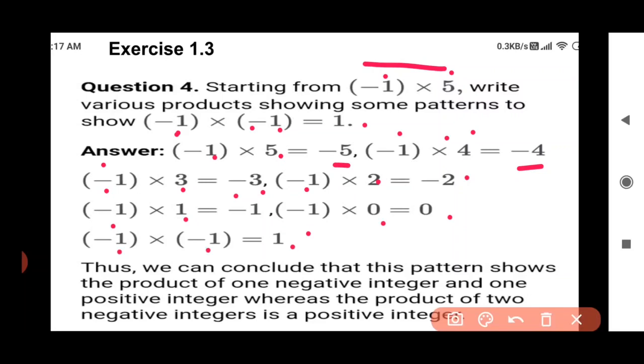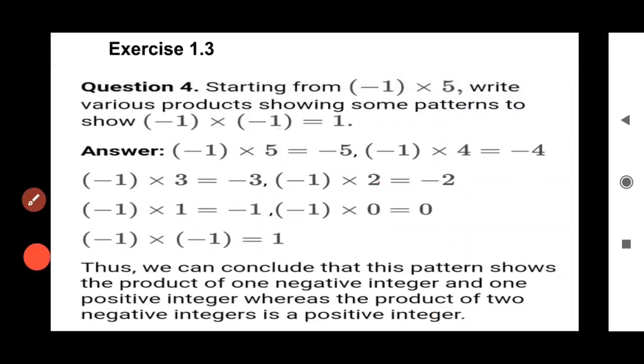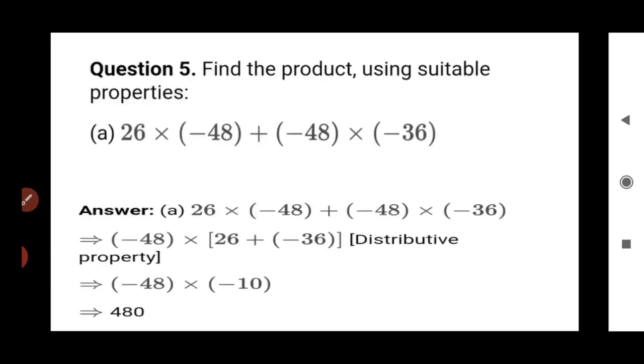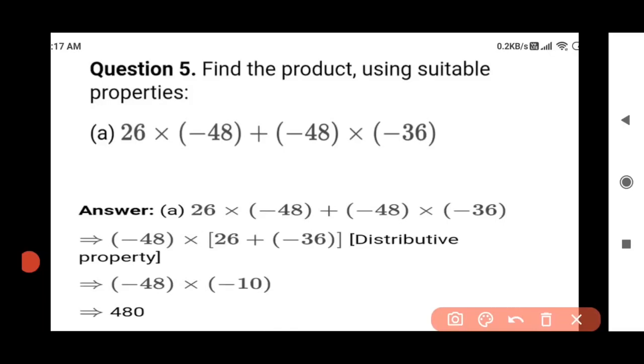Thus, we conclude that the pattern shows the product of one negative integer and one positive integer is negative, whereas the product of two negative integers is a positive integer. Question number 5. Find the product using suitable property. Sum number a. You know very well the different types of properties there are in integers. We use a suitable property to find the value.